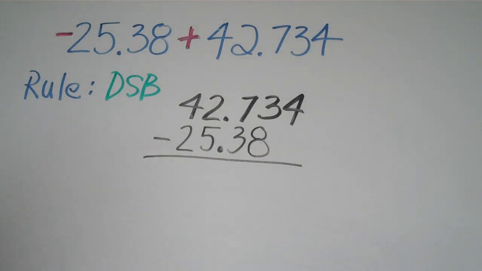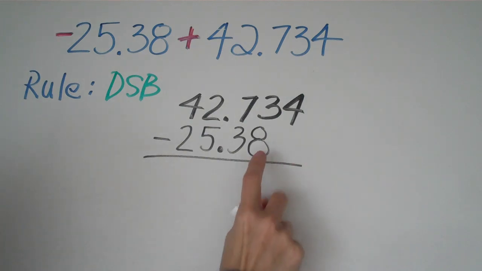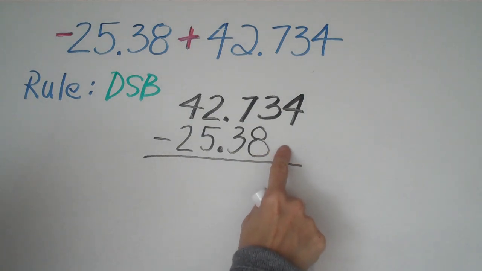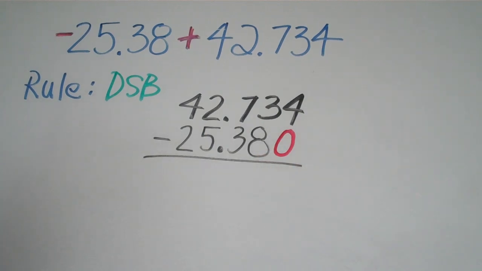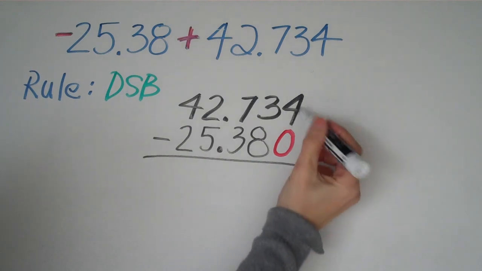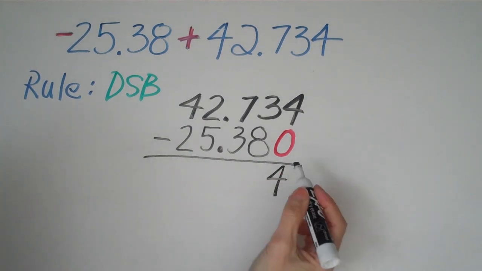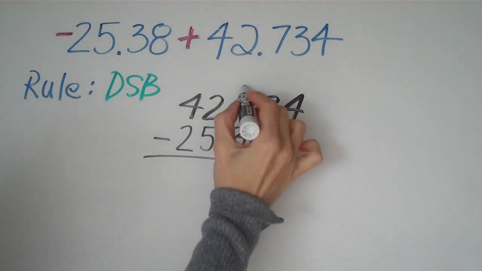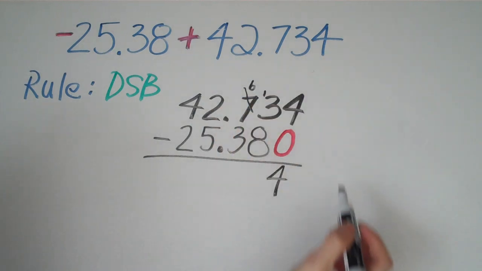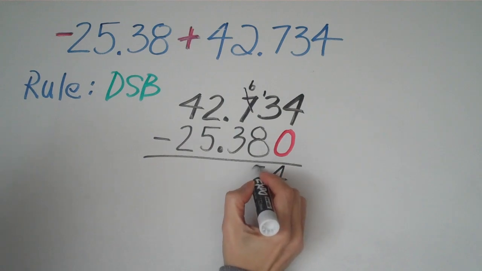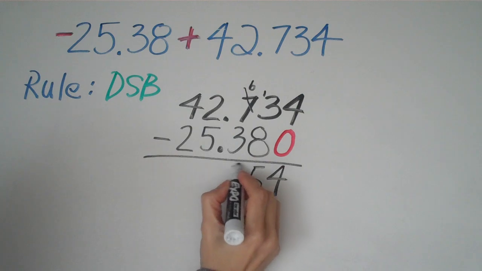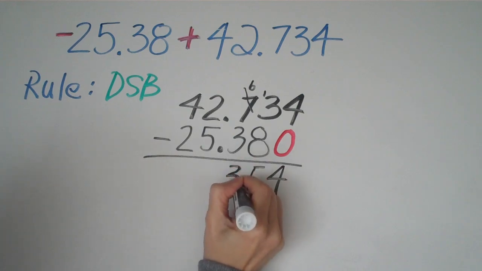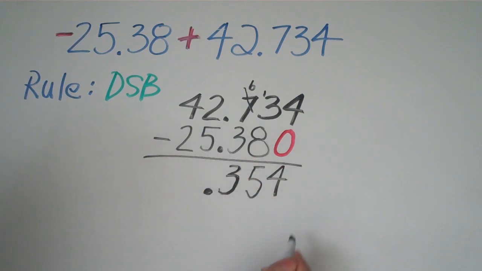The first thing you need to notice also is that there's an empty space right here underneath the 4. So we're going to fill that in with a placeholder, which is 0. Now we can do that subtraction. 4 minus 0 is 4. And when we do this subtraction, we have to borrow here. So this becomes a 6. This is a 13. 13 minus 8 is 5. 6 minus 3 is 3. And we're going to remember to put in that decimal in our final answer.